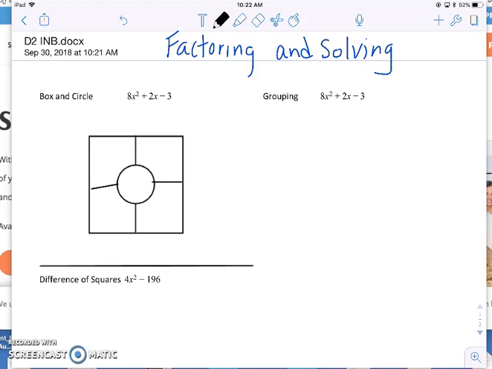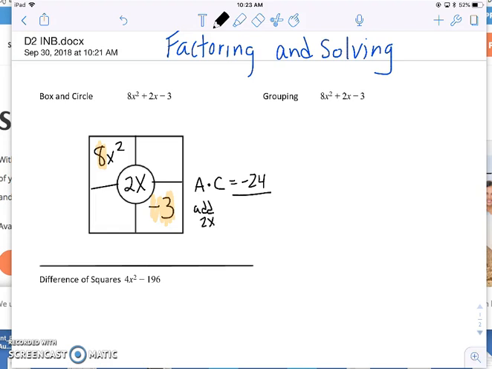So when we had our quadratic, we wrote in our 8x squared plus 2x minus 3. This is the part that got tricky that some people missed. On the outside, we multiply a times c, our a value times our c value. So a times c is negative 24. And now we're looking at things that multiply to negative 24, but we want them to add to the 2x.